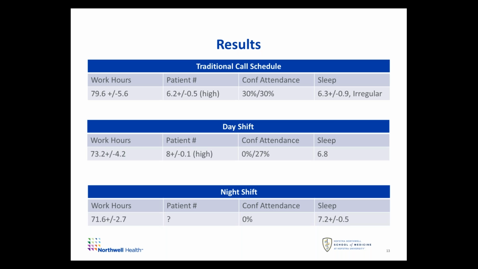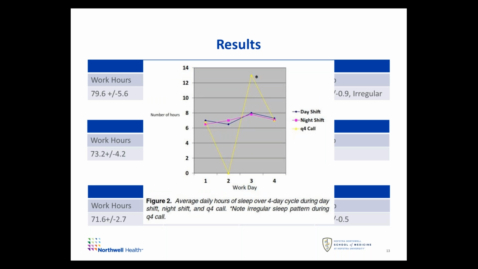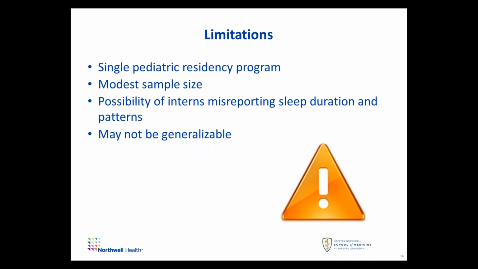But they say, like I said, the striking thing about the night float folks was this irregularity. You could definitely see on this chart here, they're showing basically on day 2, the Q4 folks on their second night obviously have very little sleep to no sleep, and then they have this bolus of sleep on day 3, and then day 4 they kind of resume a normal. So this, I think, can't be healthy. There's some data about that, but compared to the other schedules, which do give more reliable and more consistent sleep. So some limitations. This is a single residency program, modest sample size, possibility of interns misreporting, and it may not be generalizable.